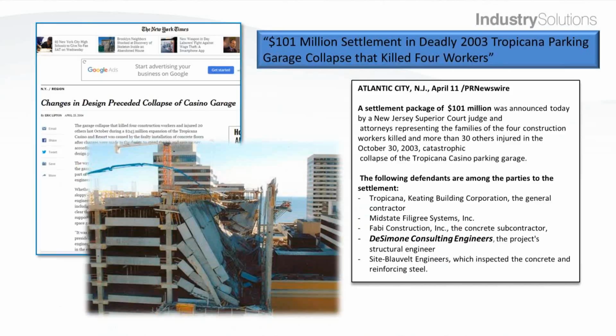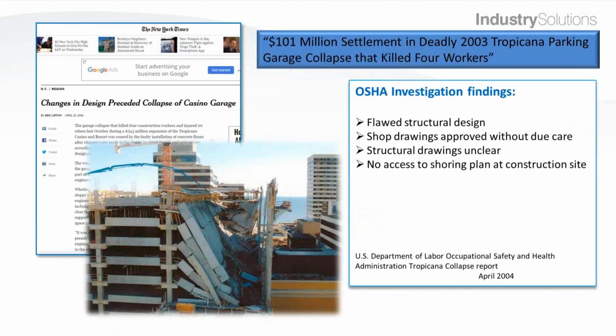Unfortunately, on October 30th, 2003, at about 10:40 in the morning, an accident occurred at the construction site, and concrete slabs collapsed on top of workers. Fire trucks and rescue teams rushed to the scene, but were unable to save 4 workers who died. 30 other workers were injured. As a result of this accident, Desimone received negative publicity in the New York Times and was named as a defendant in one of the largest construction disputes in American history.